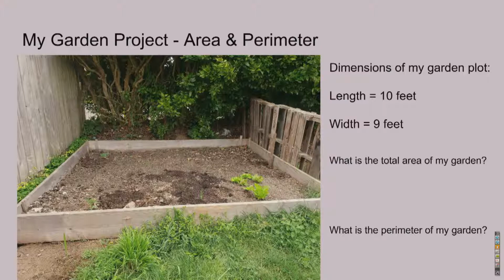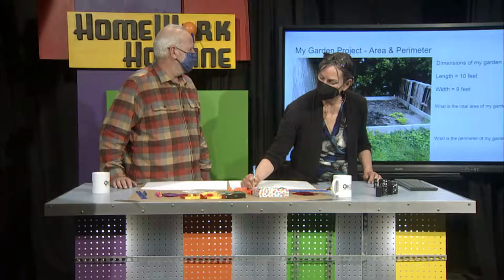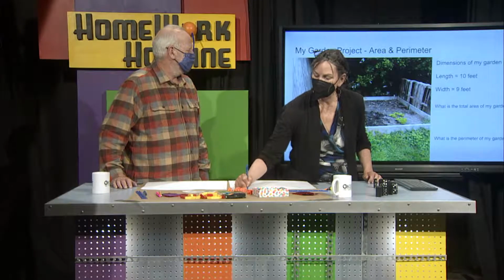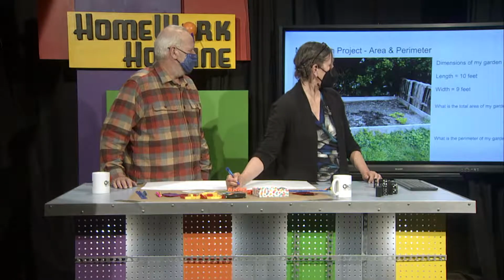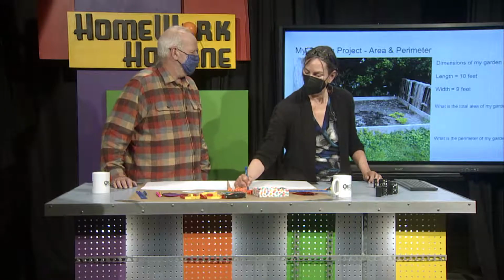So, shall we do a little bit of calculations here? I don't know if we can do this on the board, but we could probably do it mentally. So with the total area of my garden, again, we use multiplication. So 9 times 10 is 90. 90 feet squared. I'm going to make a little note here. So 90 feet squared is my area. And how about the perimeter of my garden? We have 9 plus 10 plus 9 plus 10, all the way around.